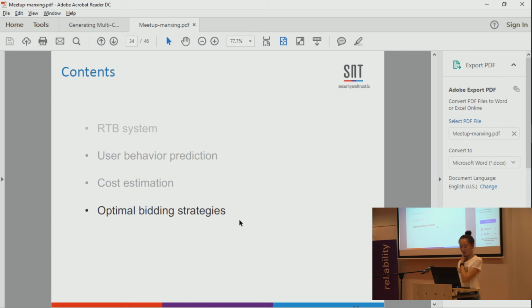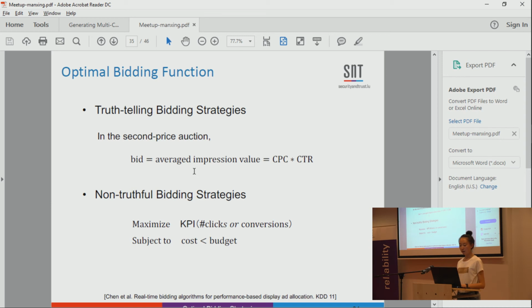Finally, once we have a user behavior prediction model and the market model, we can come up with a bidding function. A very simple bidding function used in the second price auction is called truth-telling bidding. It means you simply bid the value you evaluate for each ad impression, which is the cost per click multiplied by the click-through rate. But if you set a bid price like this, it cannot respond to this highly dynamic environment, so usually we don't use truth-telling bidding strategies.